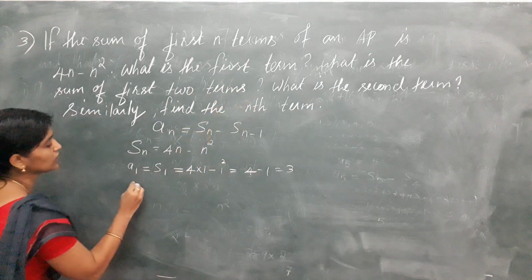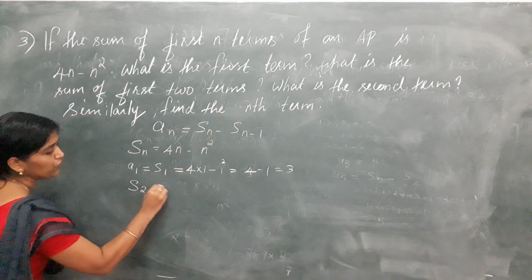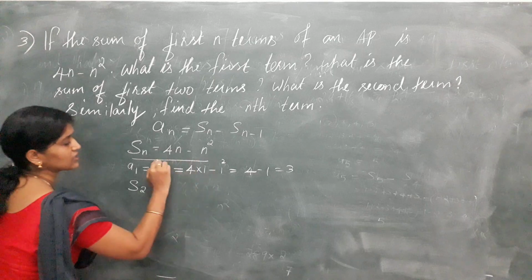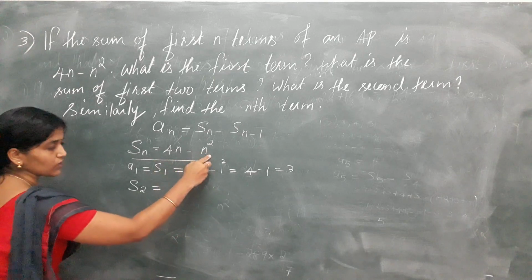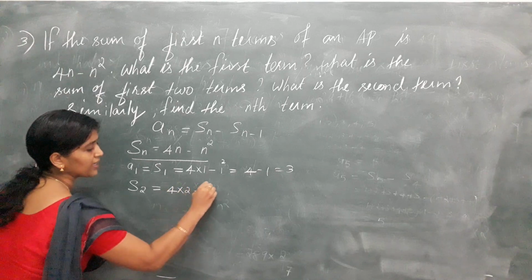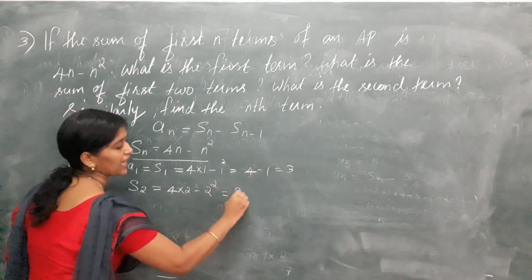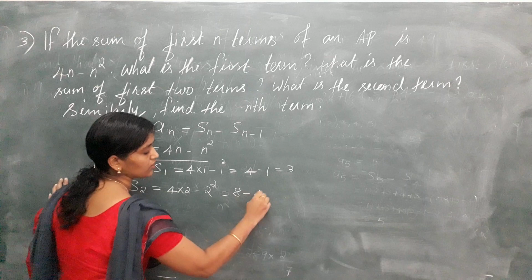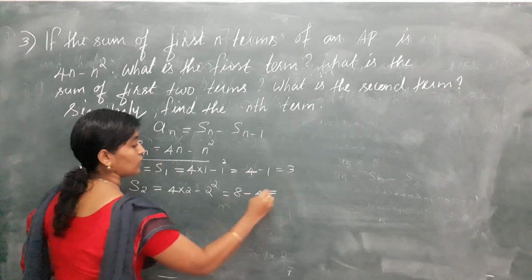Sum of first two terms is denoted as S2. We have the formula Sn is equal to 4n minus n square. You can put n as 2. So you get here 4 into 2 minus 2 square, which is 8 minus 4, that's equal to 4.